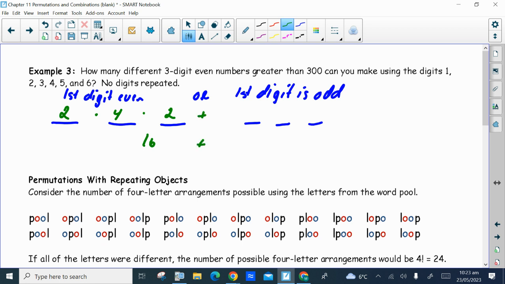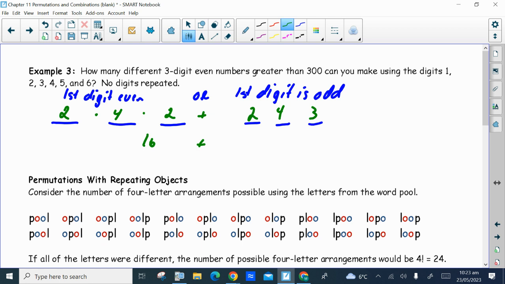Now, what if the first digit is odd? That means either a 3 or a 5. So again, there's 2 choices for the first digit. Our other restriction is what the last digit can be. And we haven't used any even digits yet, so we have 3 choices for the last digit.